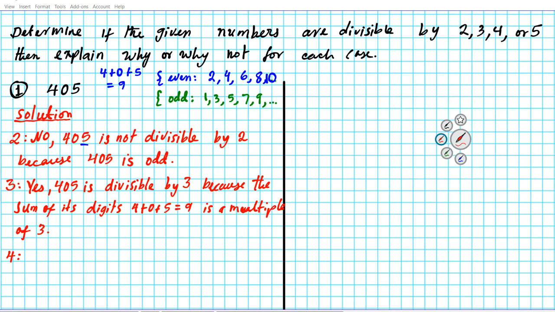All right, so this one we're just going to stick with the rules. There are two other ways that you can do this, but we're not going to do that right now. Just for the sake of simplicity, let's stick to the rules for this one. So 405, is it divisible by 4?